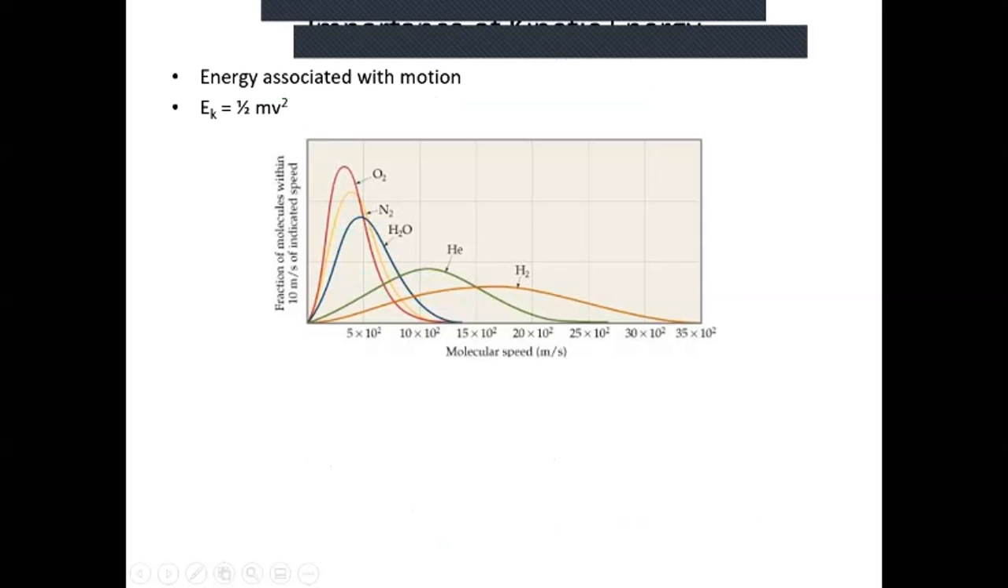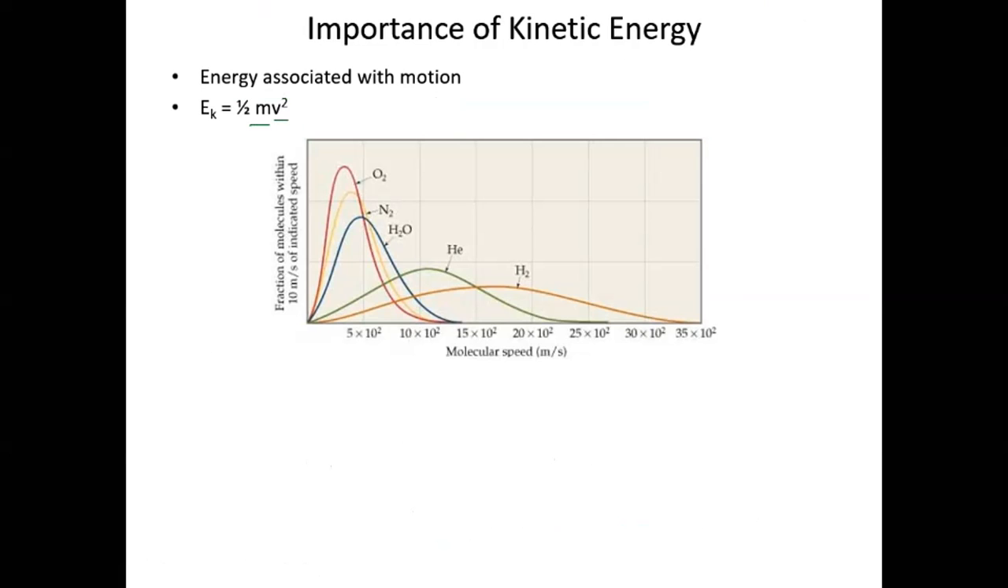Now, the energy associated with motion is kinetic energy, and as you see here, kinetic energy is related to the mass and the velocity. And at a given temperature, you see that the heavier the gas, such as O2, which has a molar mass of 32, versus a lighter gas, such as H2, which has a molar mass of 2, the lighter the gas, the faster the most probable speed is. The heavier the gas, the slower the speed is. We're going to explain why this is in just a moment.